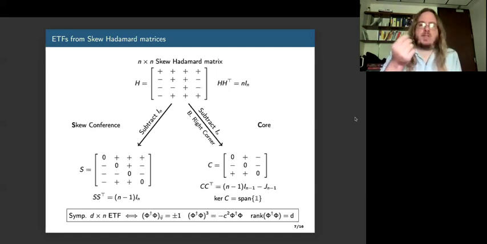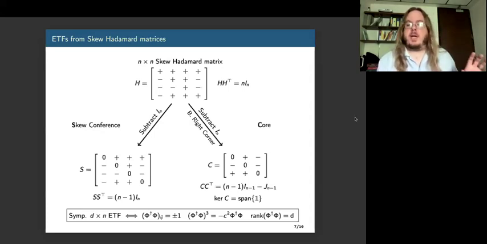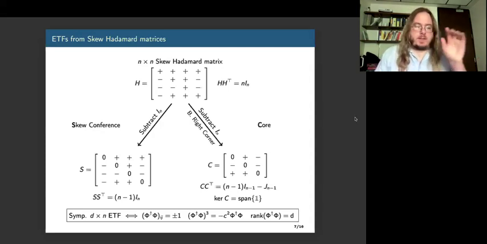Now, I want to say that from each of these Skew Hadamard matrices, I get two different examples of ETFs of two different sizes in the real symplectic space. And I'm going to show you both of those right now. And at the bottom here, I have boxed the conditions that I need to check. So the things that I have here on the left and the right side are going to be Gram matrices of ETFs in real symplectic space. So first, let's handle the left side.